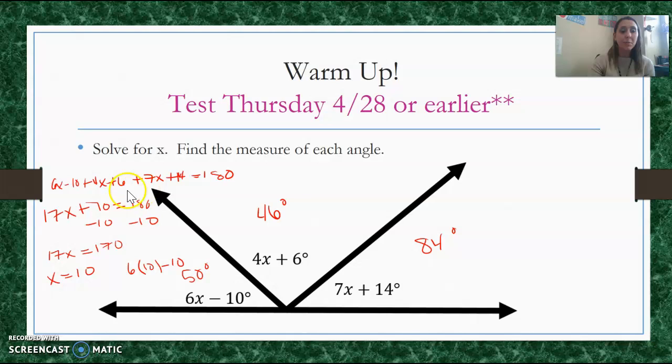Okay, so I did the work. I combined all my like terms, I set it equal to 180, and I solved for x. But that isn't where I'm done. I got to plug in for x. So I get 6 times 10 minus 10 is equal to 50 degrees.